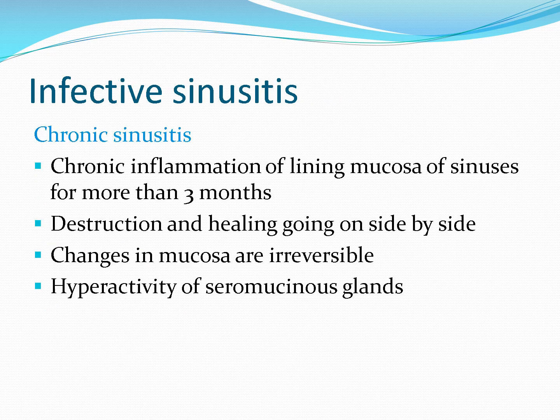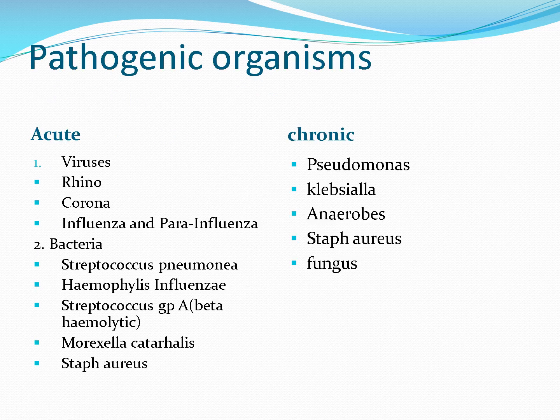in chronic conditions these changes become irreversible. There will be hyperactivity of the seromucinous glands, so there will be formation of a lot of secretions, and sometimes there is destruction of the mucosa. So destruction and healing are taking place side by side in chronic inflammation. There will be fibrosis and sometimes destruction of the ducts of the seromucinous glands, leading to mucus retention cysts and even polyps. So, common pathogens for acute and chronic.